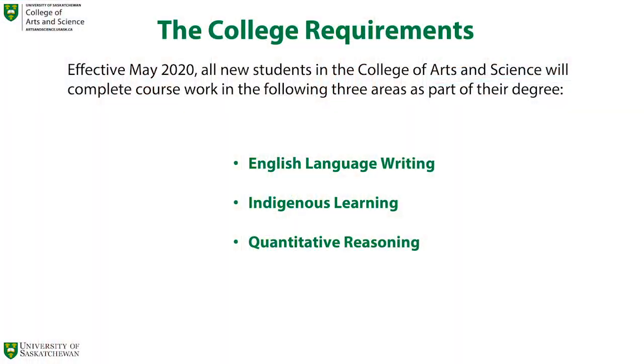The college requirement is new this year, so you've maybe heard a little bit about it. It's the first time the College of Arts and Science has really revamped and changed its curriculum in many, many years. So the new college requirement, effective May 2020 for all incoming students who are starting as of this spring, will include an English language writing requirement, an Indigenous learning requirement, and a quantitative reasoning requirement.